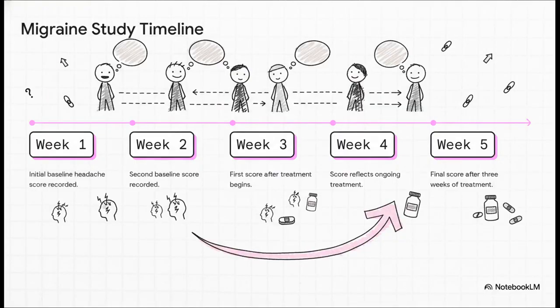See, we have 5 data points, but they're not from 5 different groups of people. Nope, they're 5 measurements, all tied back to the same set of individuals. We're looking at the change within each person as they go from their baseline all the way through the treatment.